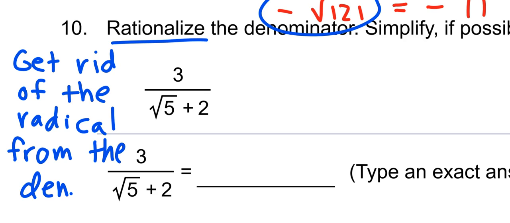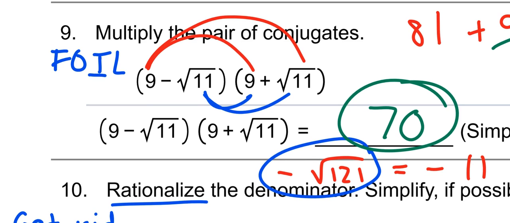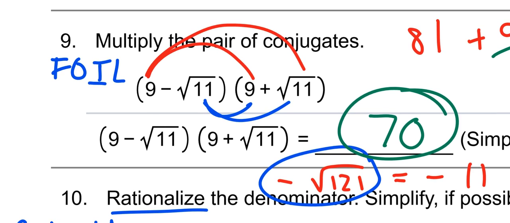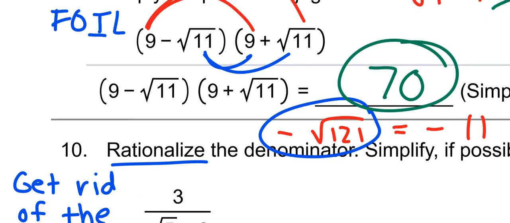Okay, now we actually know how to get rid of radicals. The answer is in question 9. What cool pair of numbers will actually get rid of the denominator? What word am I looking for? It's in number 9. Conjugates.